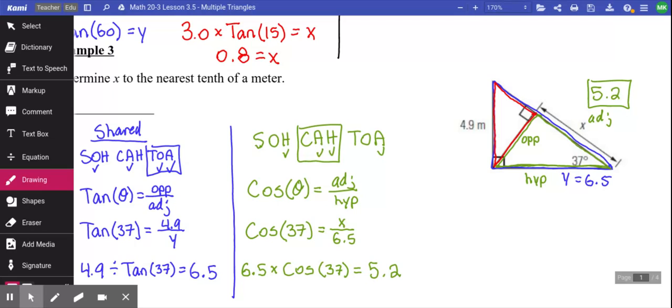The next question, I want you to try completely on your own. So just give it a go. I'll go over it with everybody in about 3-4 minutes. And then I'll give you some time to practice. So I want everyone to be trying question number 4. Just give it a go.